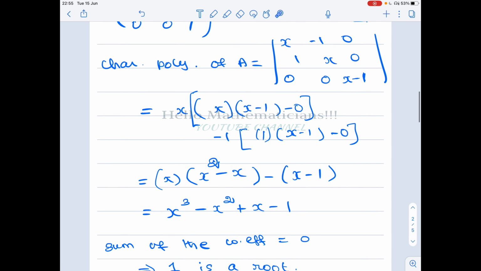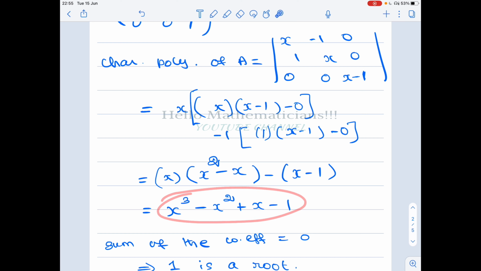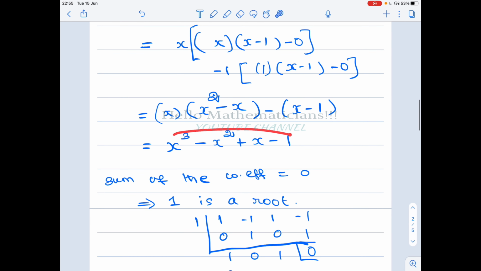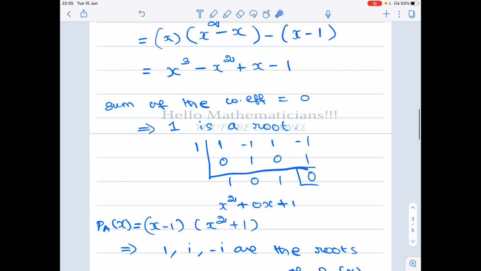If you calculate the characteristic polynomial, you get x cube minus x square plus x minus 1. If you look at the polynomial, immediately you can say 1 is a root because the sum of the coefficients is 0: 1 minus 1, 1 minus 1, if you sum them, it is 0. If the sum of the coefficients is 0, then 1 is a root. Therefore, we know that x minus 1 is a factor. We have to find the remaining degree 2 factor because it is a degree 3 polynomial.